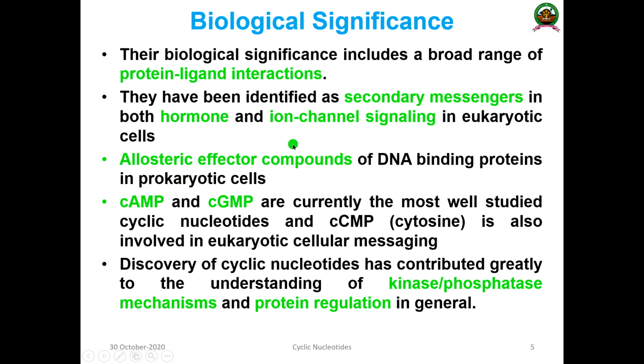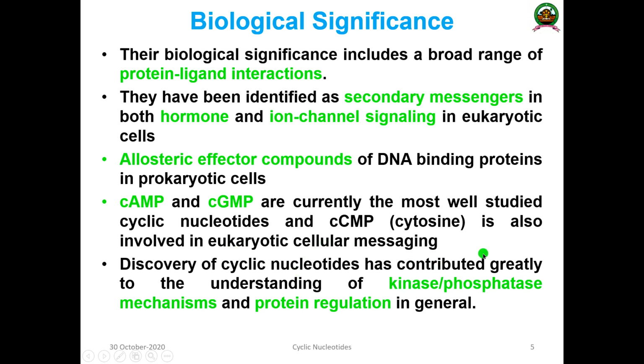Okay, so that is very important, how microbiologically these cyclic AMPs, or cyclic nucleotides, are playing a very important role. Then cyclic AMP and cyclic GMP are currently the most well studied cyclic nucleotides. Okay, cyclic AMP and cyclic GMP. But cyclic CMP, that is cytosine, in eukaryotic cells is also found to be involved in cellular messaging and some other signaling pathway mechanisms.